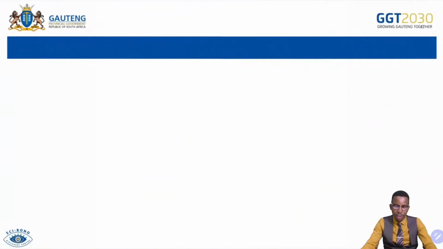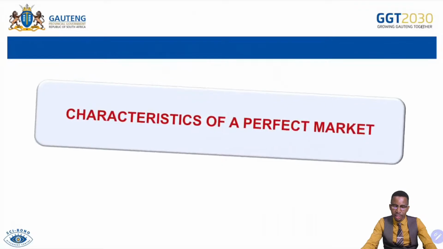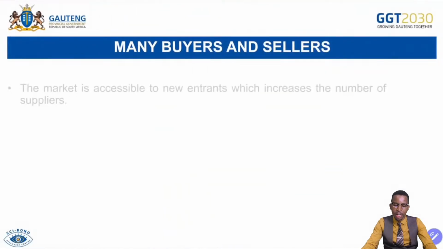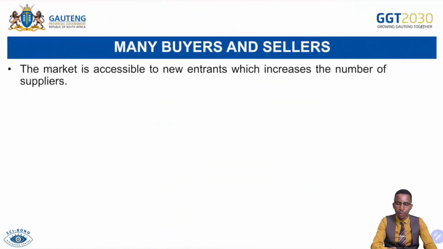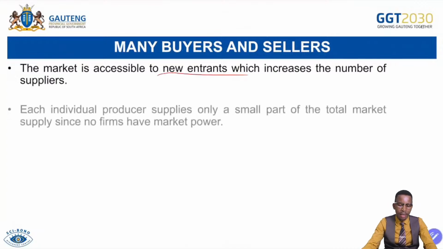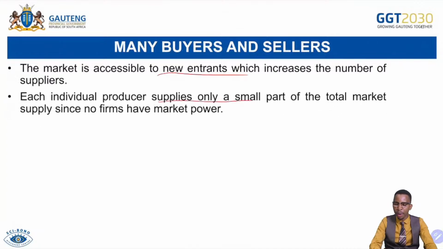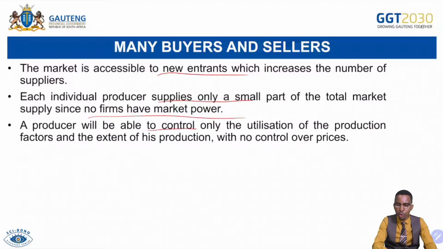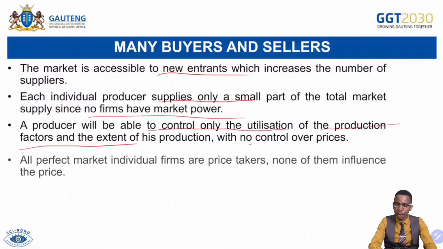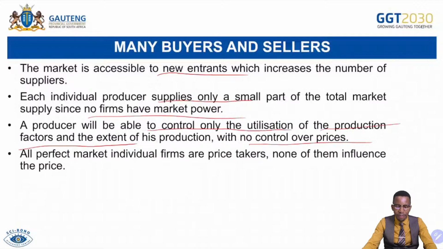And then let's continue. I think now we are dealing with the characteristics of the perfect market. There are many buyers and sellers, so the market is accessible to new entrants, which increases the number of suppliers. Each individual producer supplies only a small part of the total market output or supply. No firm can have market power because there are many firms that exist. A producer will be able to control only the utilization of production factors and the extent of his production, with no control over the price, meaning firms cannot influence the price. And then in a perfect market, all individual firms are price takers. None of them can influence the price.